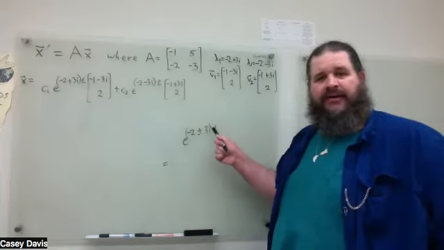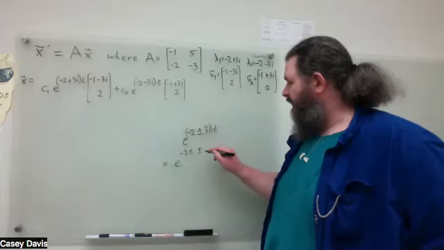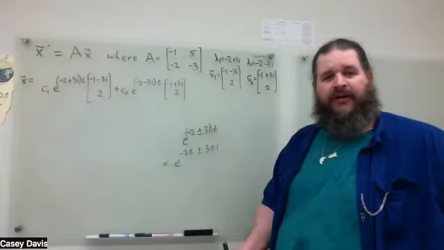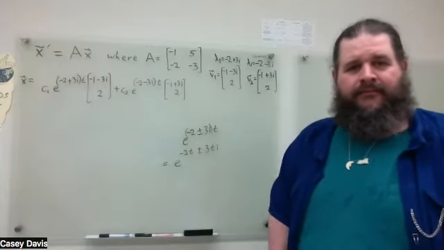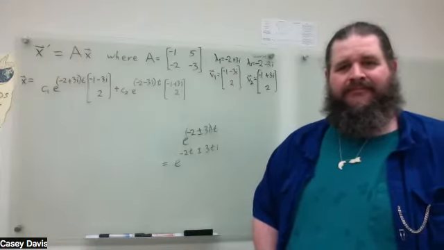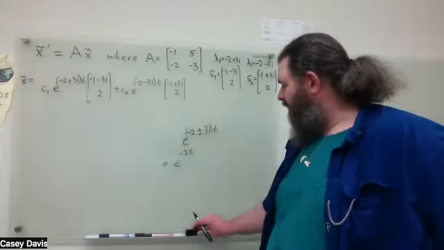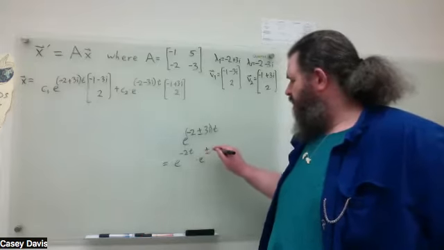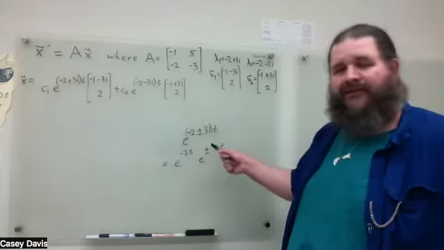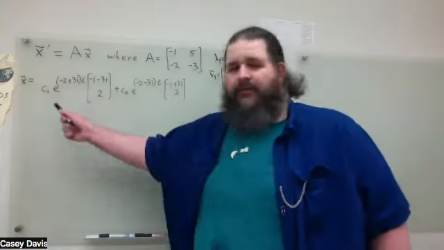First of all, we could distribute the t to both terms. e to the -2t plus or minus 3ti. And what can we do with addition in an exponent? How could we split that up? Yeah, addition in the exponent becomes multiplication of the bases. So e to the -2t times e to the positive or negative 3it. So the e to the -2t is going to show up in both terms.